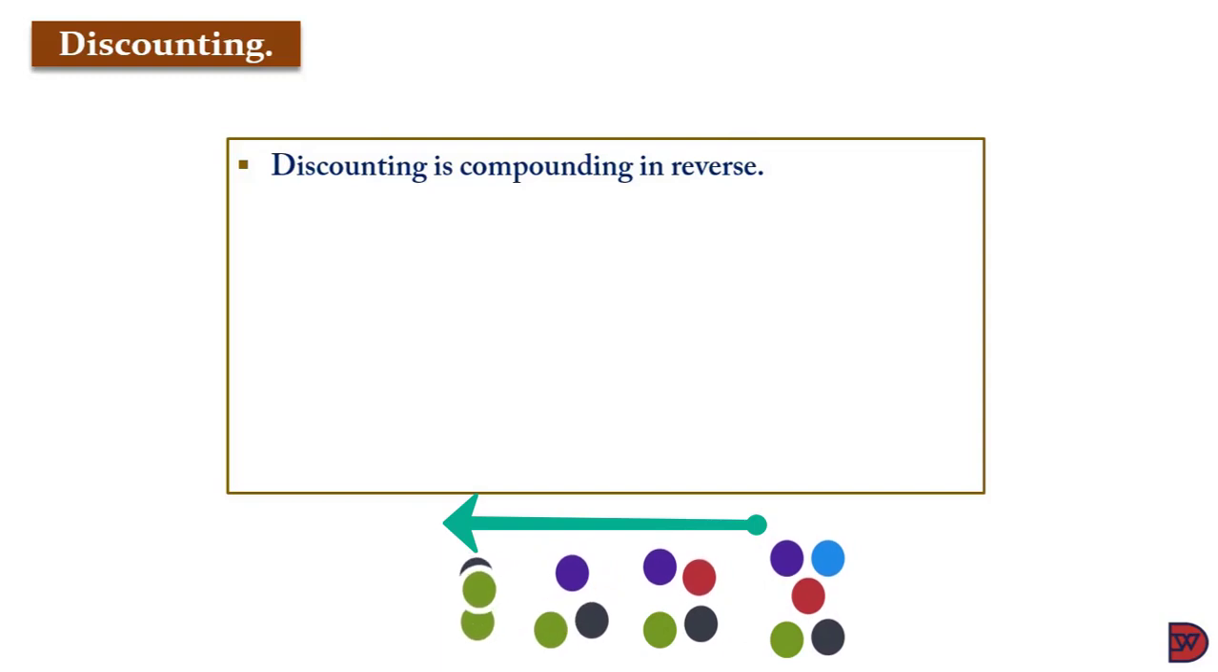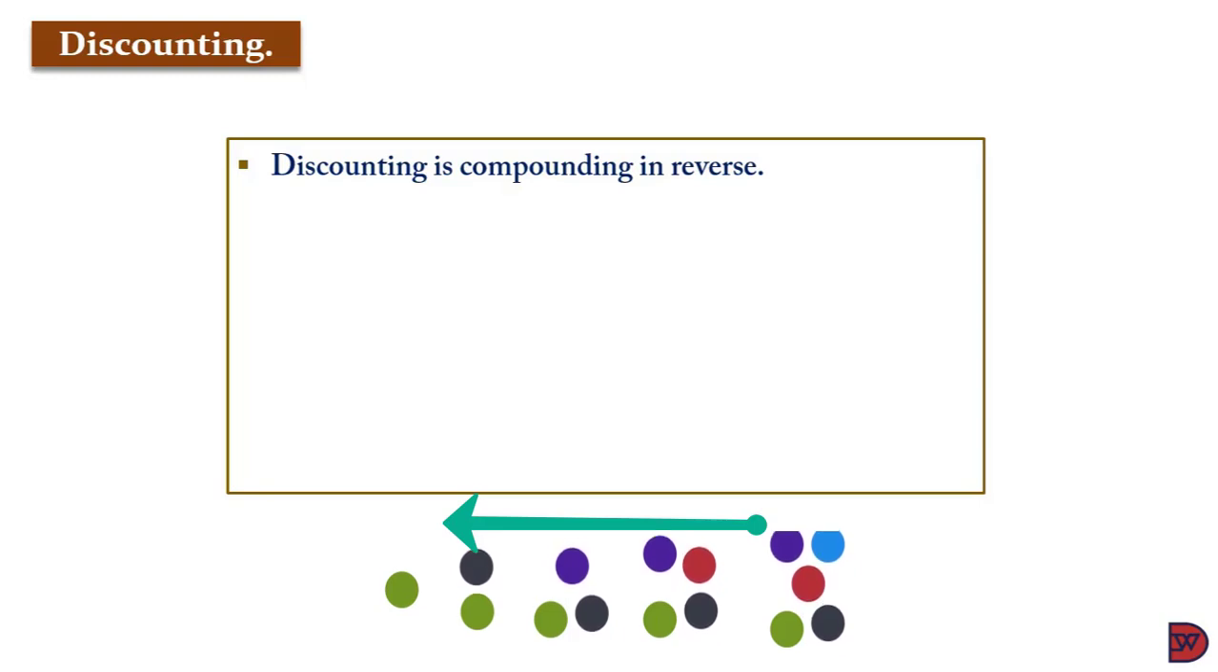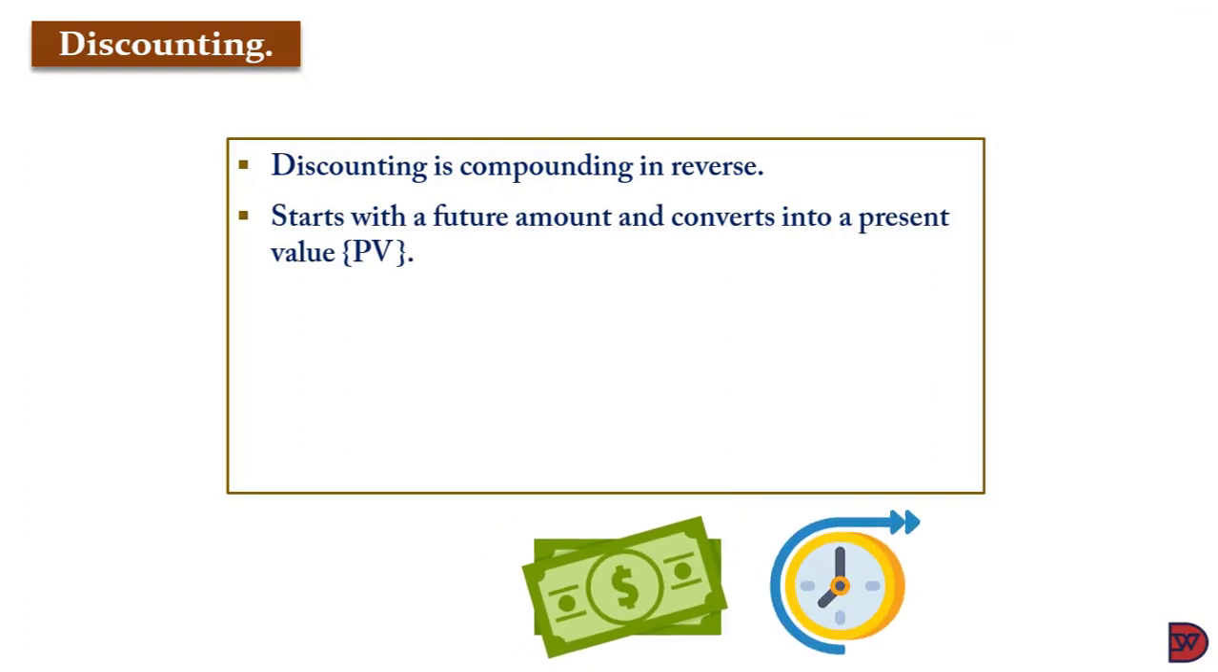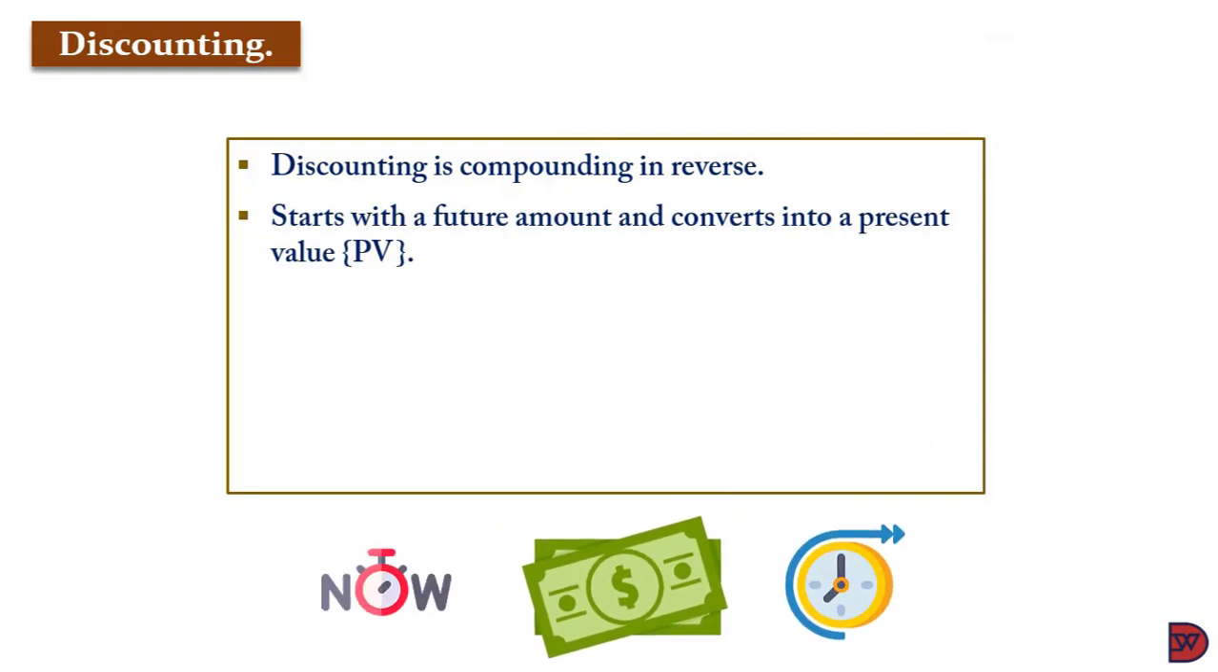As we have seen so far, we pick an investment at the time it was made. Then we are looking at how much we are going to get in the future, say 2 years or 3 years afterwards. Discounting is being given the figure in the future, after it has been compounded from the time it was invested, and now seeing how much it was invested or the original principal that was put into the investment. You start with a future amount and convert into a present value.